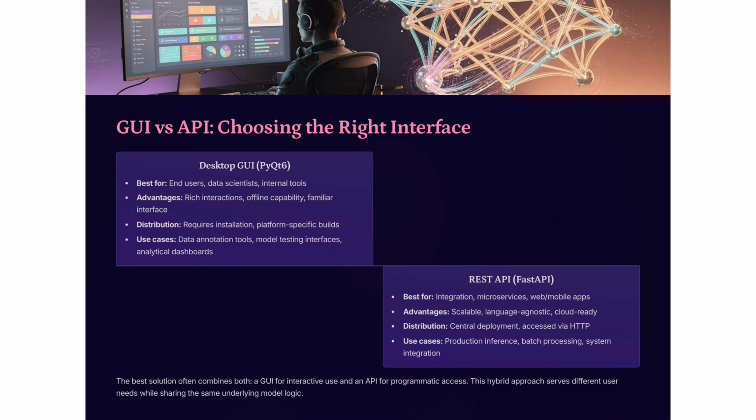Choosing between a GUI and an API depends on your audience and use case. GUIs like PyQt6 offer rich interactions and offline capabilities, ideal for end users and data scientists. APIs, such as FastAPI, provide scalable, cloud-ready solutions for integration and microservices. A hybrid approach can leverage both, catering to diverse user needs while maintaining consistent model logic.